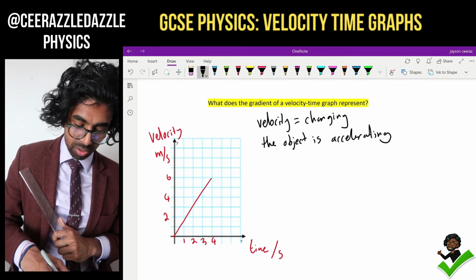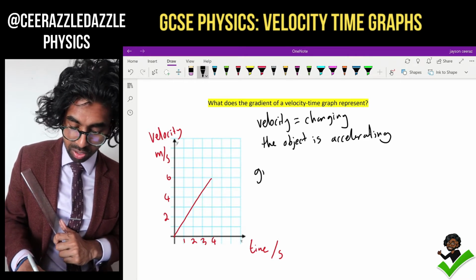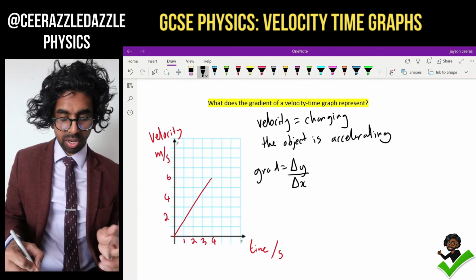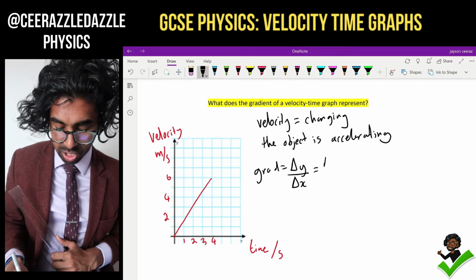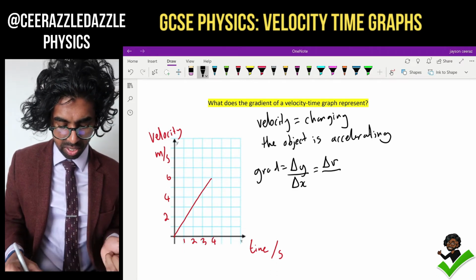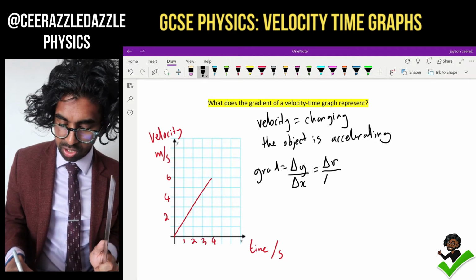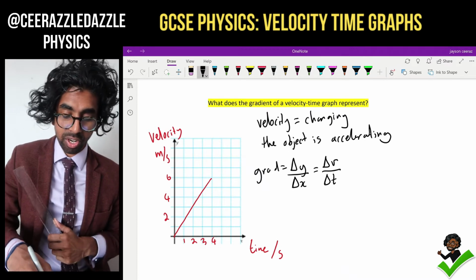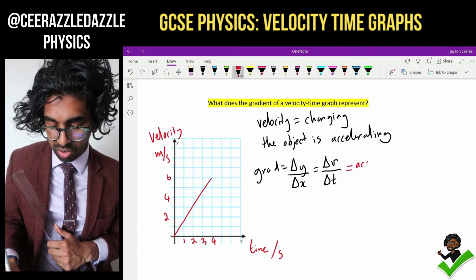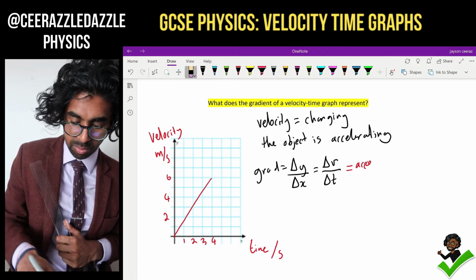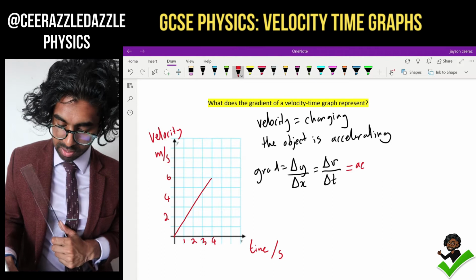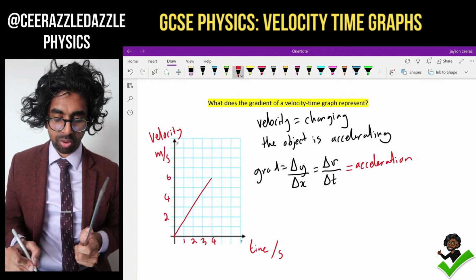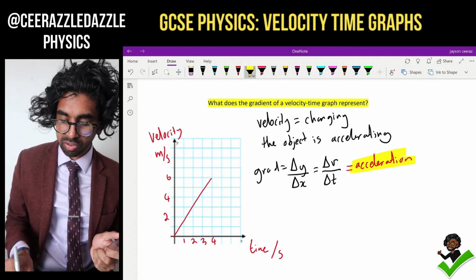So to work out the gradient of the line, it is simply the change in y over the change in x. What is my y quantity? It's the change in velocity, divided by, in the x-axis, the change in time. So change in velocity over the change in time, we should remember, is the acceleration. So if somebody gives you a velocity time graph, the gradient represents the acceleration.